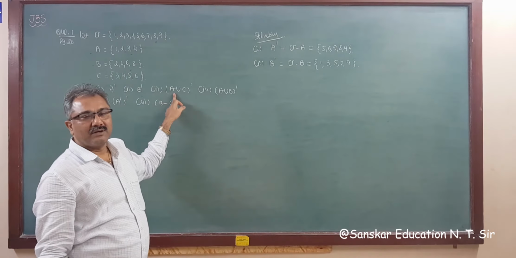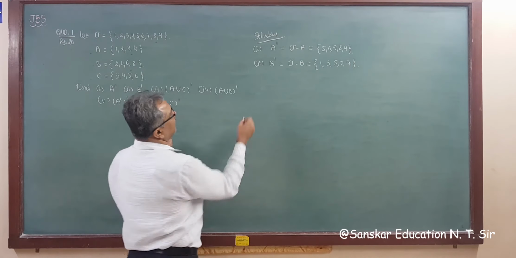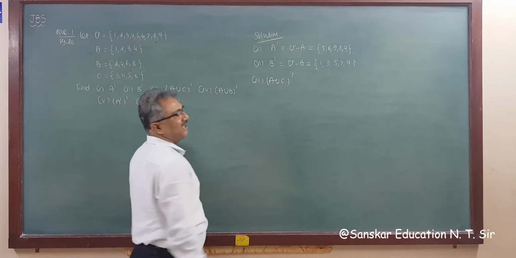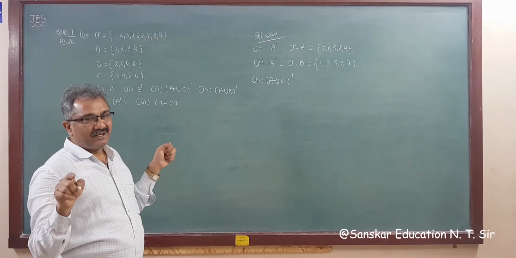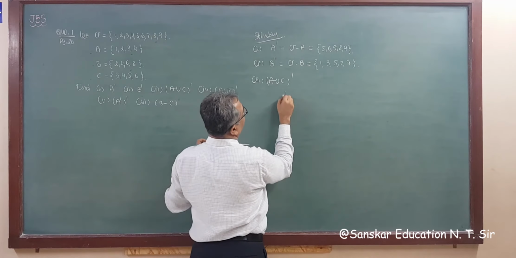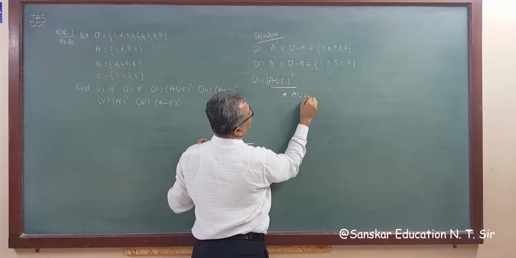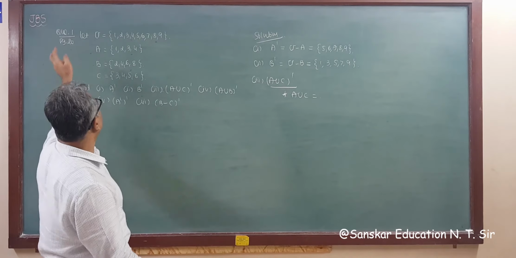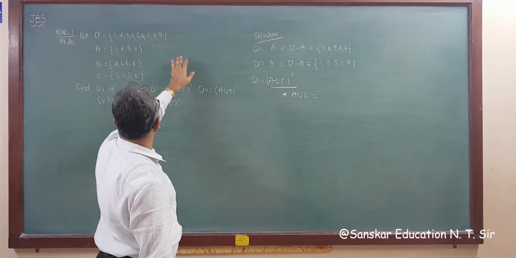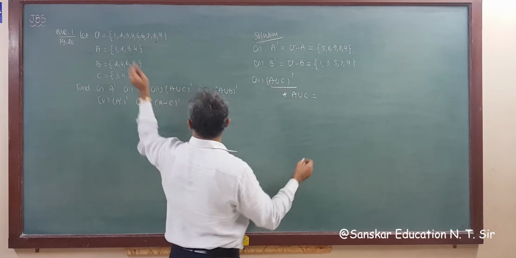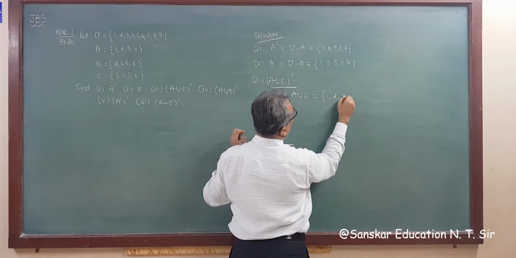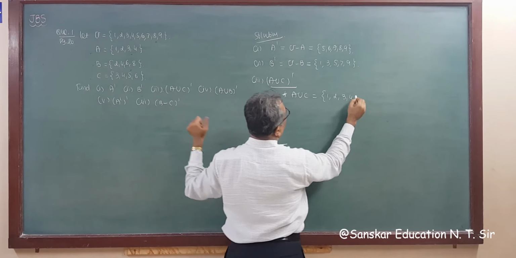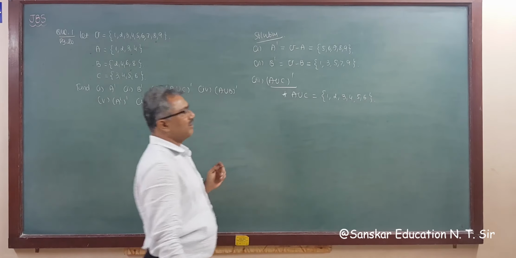Then the third one, A union C whole dash. This is the complement of A union C. So first we need A union C. Now A union C means the set of all elements of A and C. So A is 1, 2, 3, 4, and C has 3 already there, 4 already there, now 5 and 6. So this is your A union C.